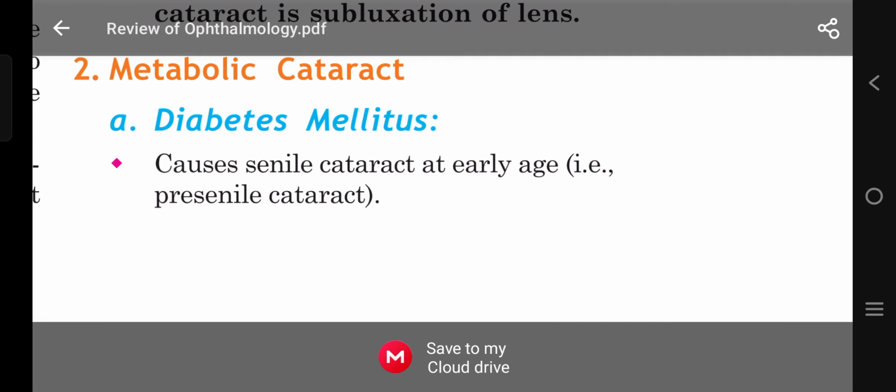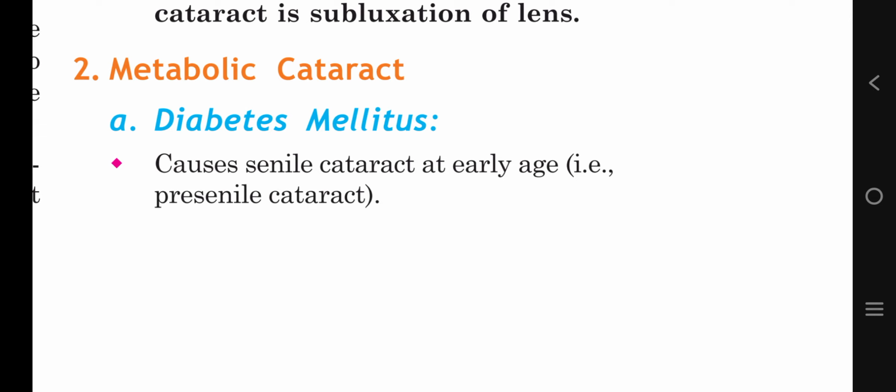Now we are going to look at metabolic cataract. If you have not watched my previous video, then you have to watch it first, because we are discussing acquired cataract, in which we first talked about the nuclear and the cortical cataract. Next, we are going to talk about metabolic cataract, like what are the metabolic diseases because of which the cataract occurs. So first is diabetes mellitus.